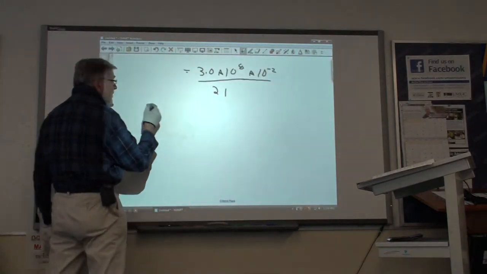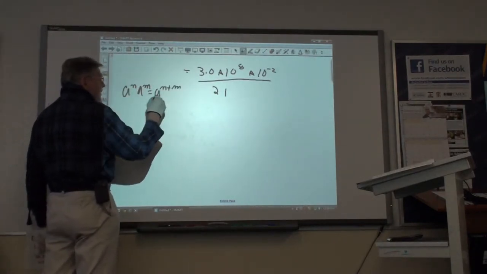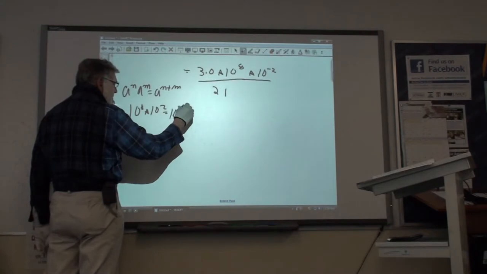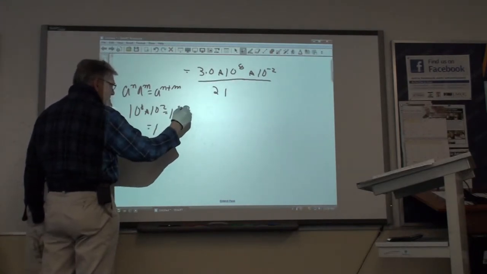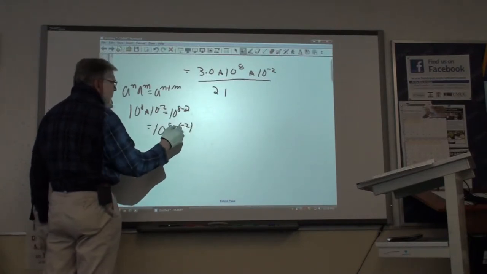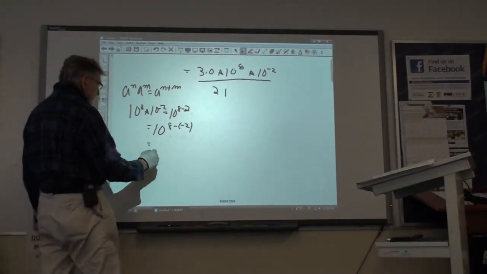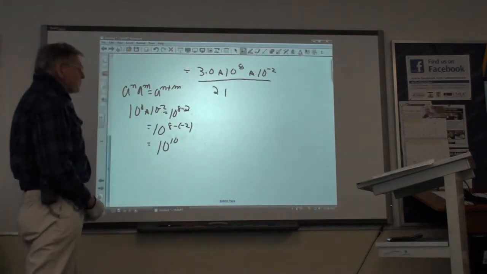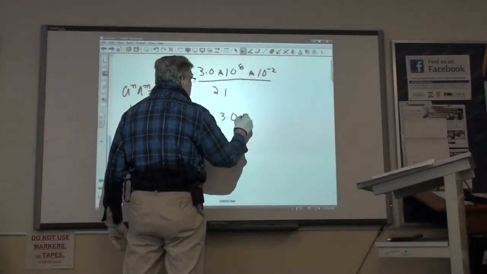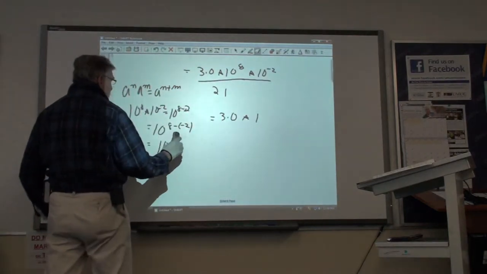Now we have some powers of 10 to combine. And a to the n times a to the m equals a to the n plus m. So 10 to the 8th times 10 to the minus 2 equals 10 to the 8 minus 2 equals 10 to the 6. I messed that up, I'm going to restart.